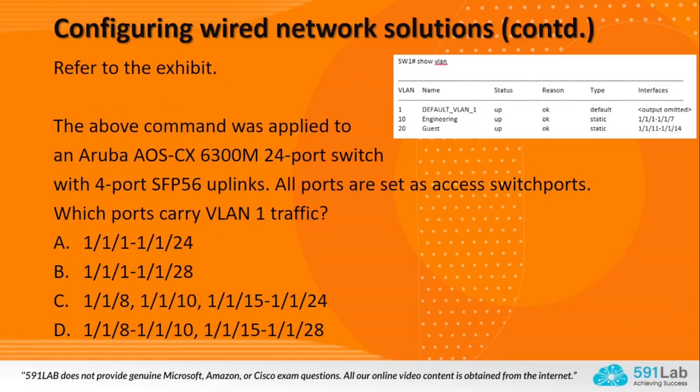Take a look at the next question under wired network solutions. Refer to this exhibit. It shows some information about the command output of show VLAN. The above command was applied to an Aruba AOS-CX 6300M 24-port switch with 4-port SFP56 uplinks. All ports are set as access switch ports. Which ports carry VLAN 1 traffic?